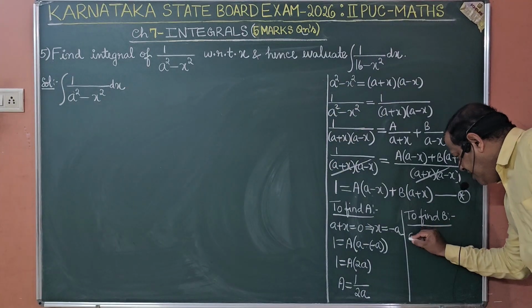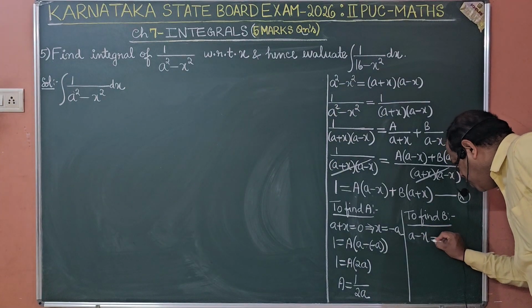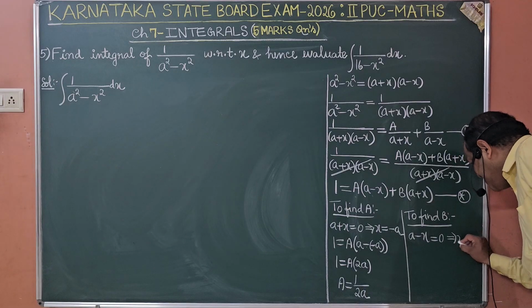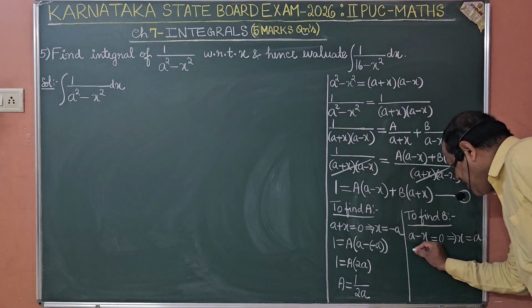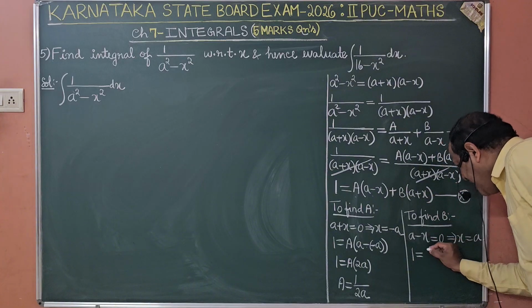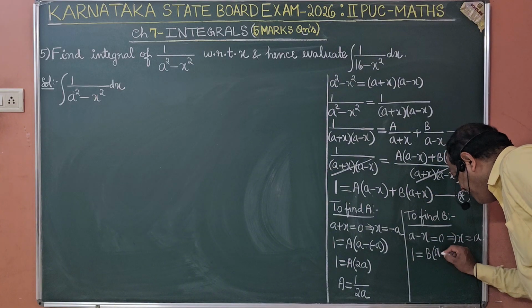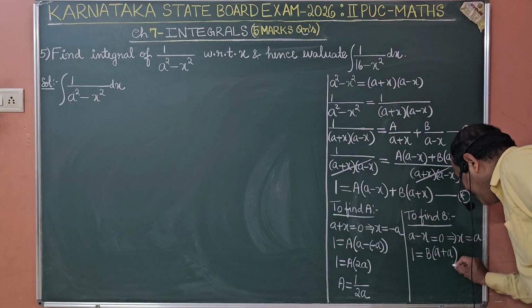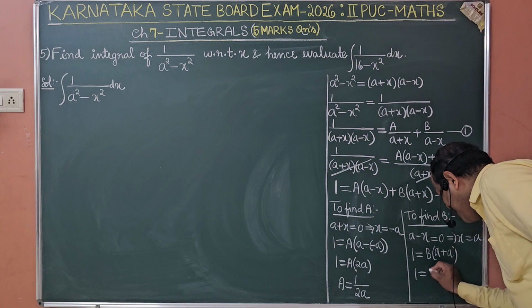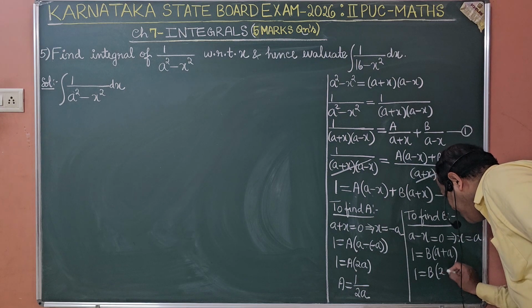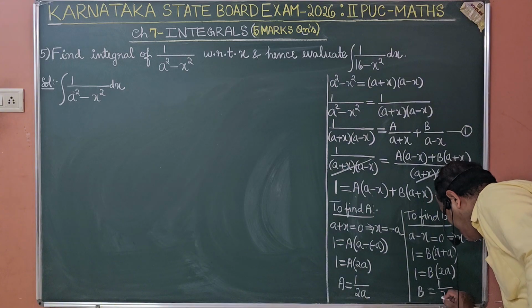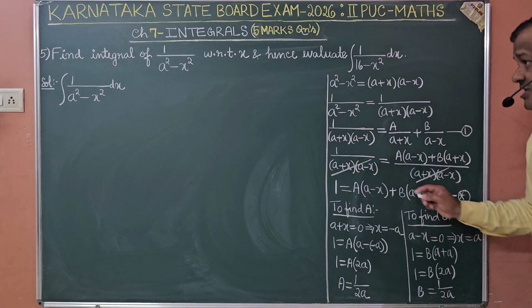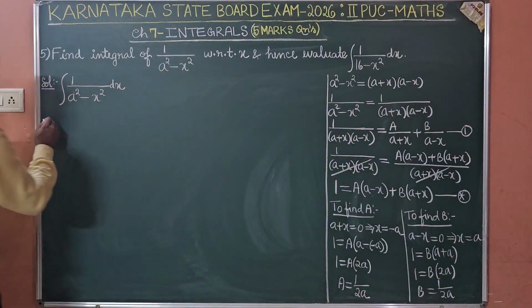So put a minus x equal to 0, that is, put x equal to small letter a in equation star. We get 1 is equal to capital B into a plus x, which is a. Therefore, 1 equals capital B into 2a. Therefore, capital B is 1 by 2a. With both these, I will come back to the question here.